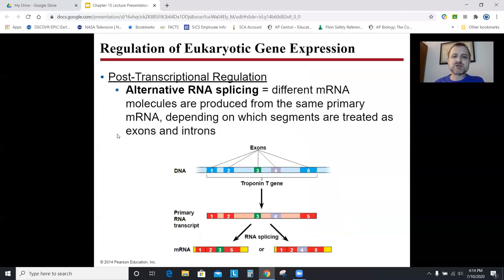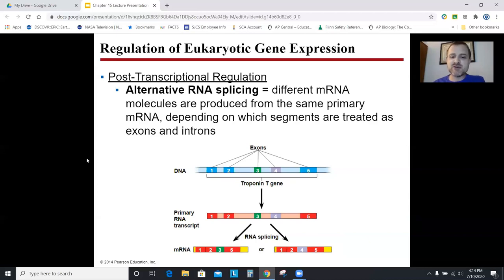So post-transcriptional regulation. So alternative RNA splicing. We talked about this when we did introns and exons. So this is the idea. Remember, splicing was when you cut out the introns. You can splice the same gene different ways.